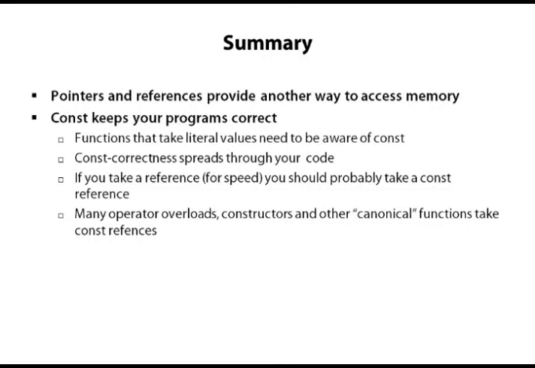The minute you find yourself taking a reference, say, why am I doing that? Am I doing that because I want to change it? Or am I just doing it for speed so that I can avoid the copy? If it's just for speed, immediately say const whatever reference. Even if it doesn't matter to the compiler, it matters to other humans who read your code. Now they know why you're taking it by reference. It's just for speed.